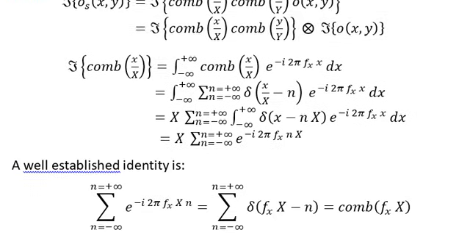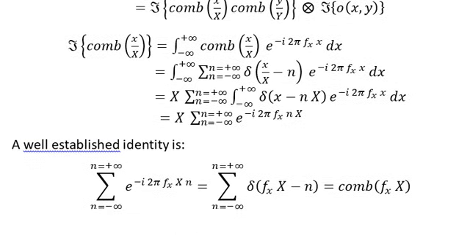Now the Fourier transform of the first function, the Fourier transform of comb of x over capital X, is equal to the Fourier integral that we have used. You can identify this is the Fourier integral. We have e to the power minus iota 2 pi fx into x, and the integration is with respect to dx. So this is the Fourier integral in one dimension, and there we have put in our function, which is comb of x over capital X.